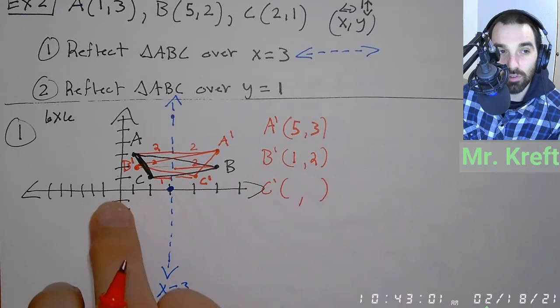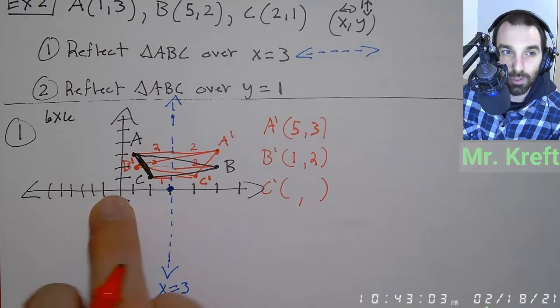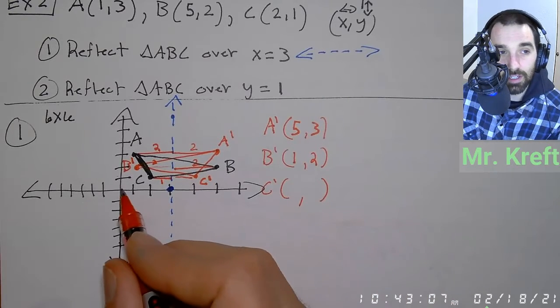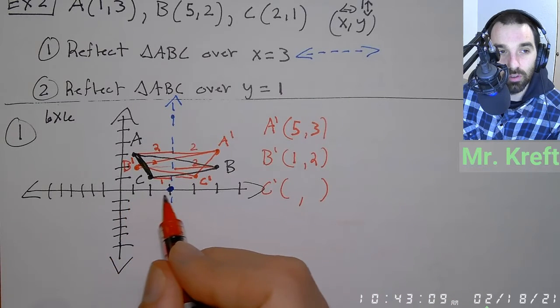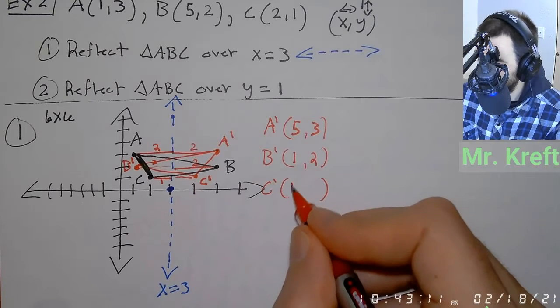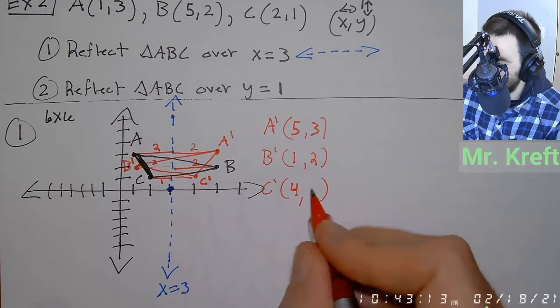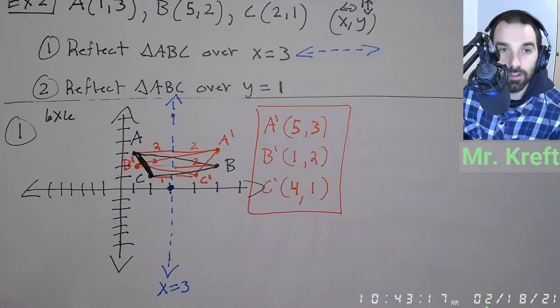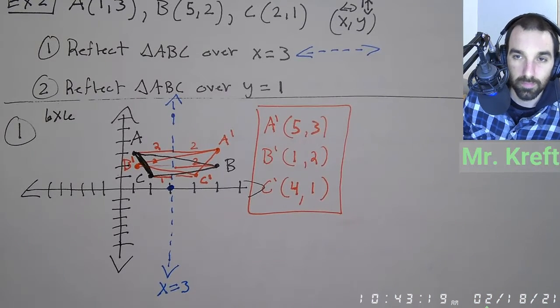And remember with coordinates, we always go from the origin, from 0, 0. And then for C prime, it looks like I'm going to go right 1, 2, 3, 4. And then I'm going to go up 1. And there's my new points.